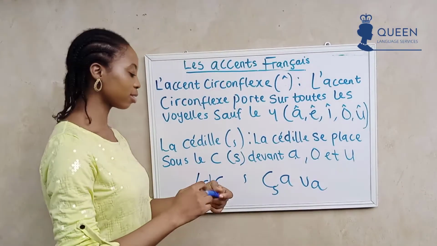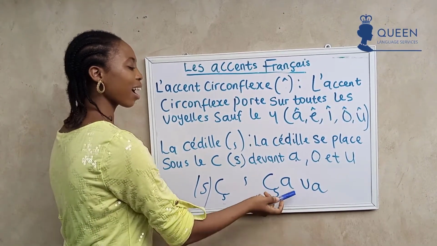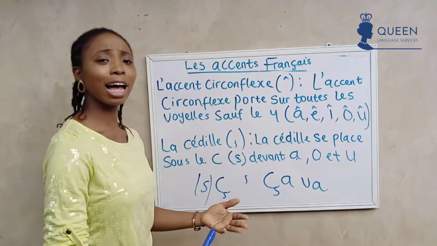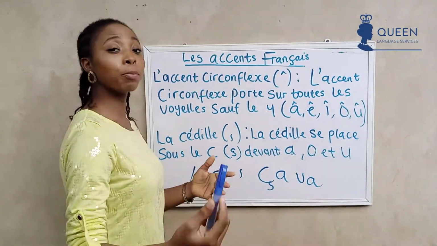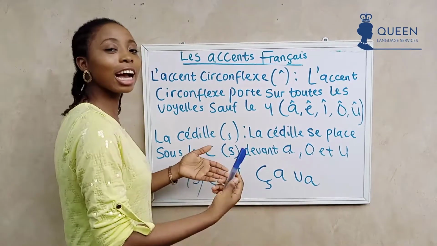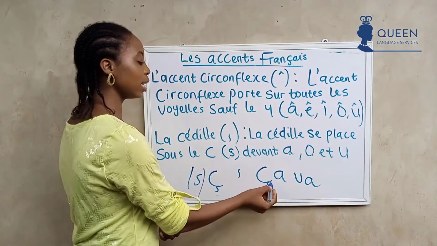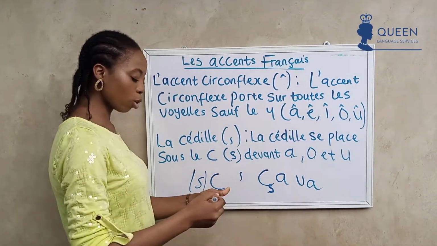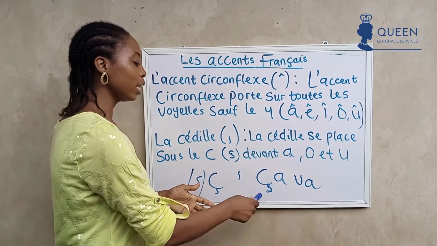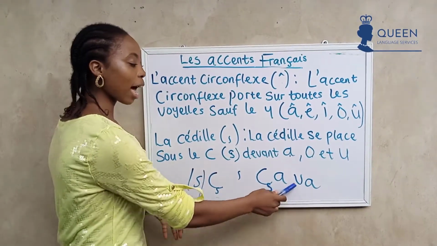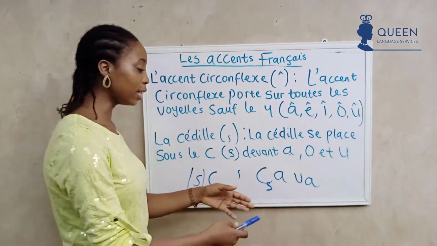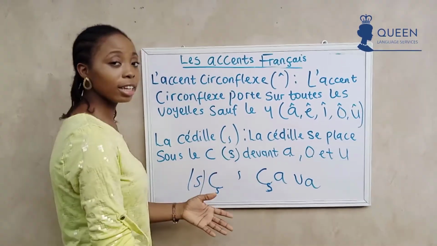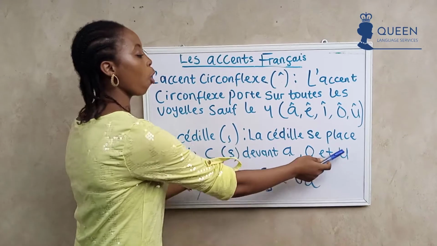Just an instance: instead of having "ka va", we have "ça va", like they used to say, bonjour, comment ça va? So why is it pronounced "ça va"? Why not "ka va"? It is because there is a cédille underneath it. So that way, the cédille gives the S sound before A, O and U, when you have your cédille underneath your C.